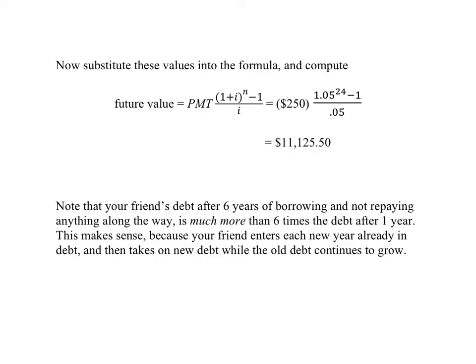Okay. So your friend's debt after 6 years of borrowing and not repaying anything along the way, just letting the debt pile up and pile up, is much more than 6 times the debt after 1 year. Right? After 1 year, you recall, the debt was only a little over $1,000. Now this makes sense because your friend enters each new year already in debt and then takes on new debt while the old debt continues to grow. So as long as your friend is in debt and time is passing, that debt keeps getting multiplied by 1.05 each quarter. That debt keeps accumulating new interest charges.